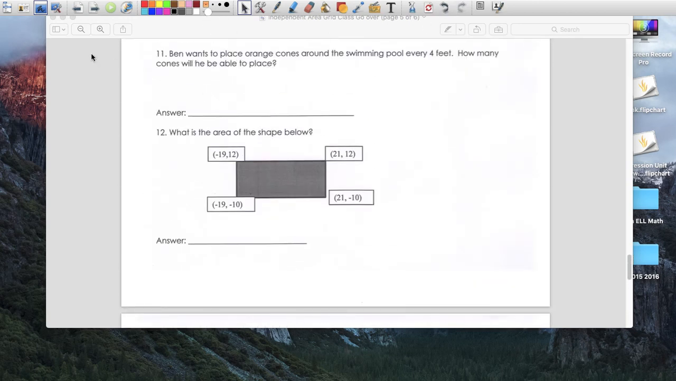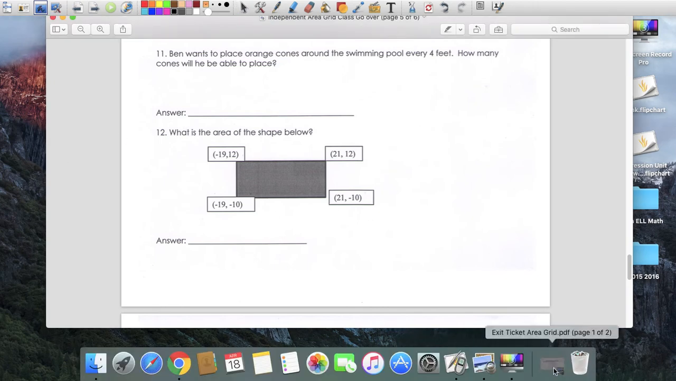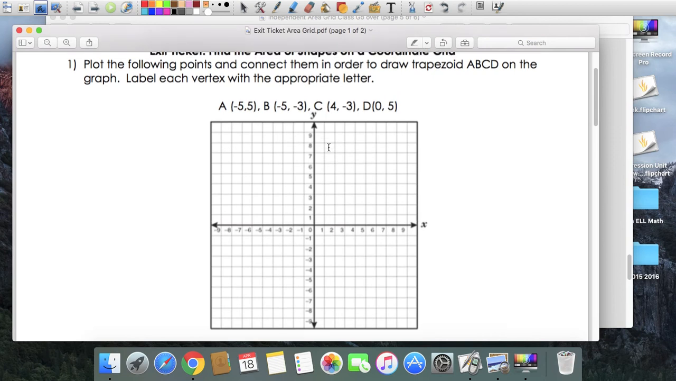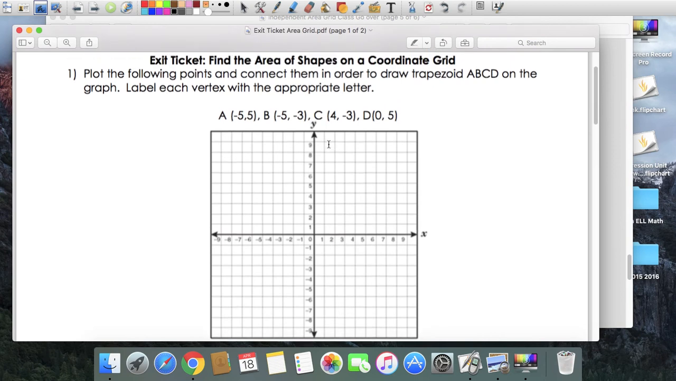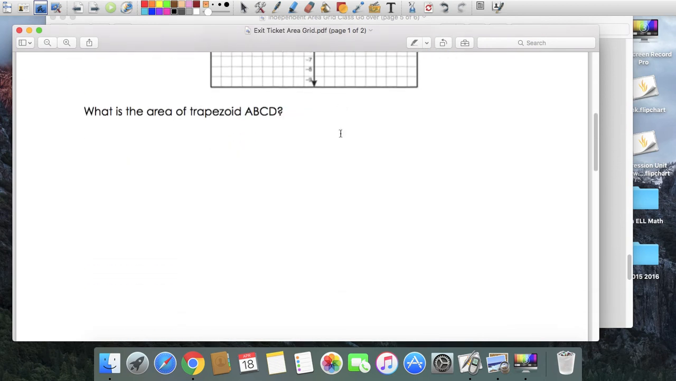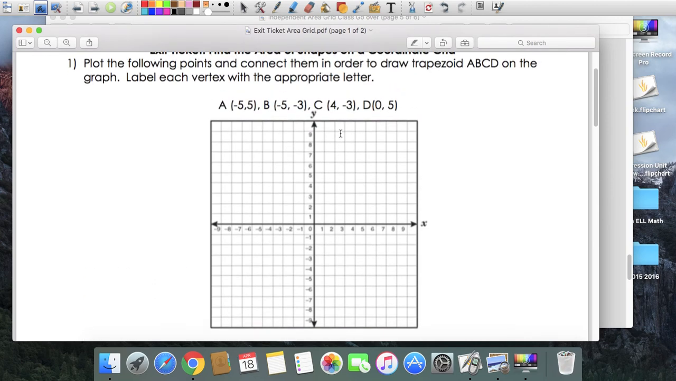And I think that's that for this one. And I think there's one more. Oh yeah, this one, the exit one. So this one I'm going to have to do. I'm going to draw a trapezoid and find the area. So that's the first thing.